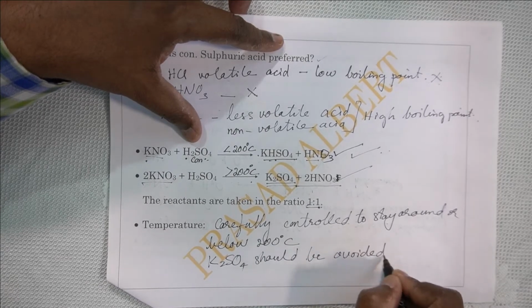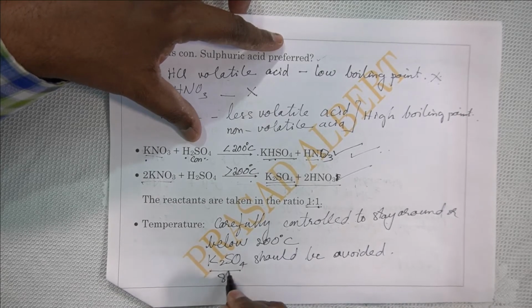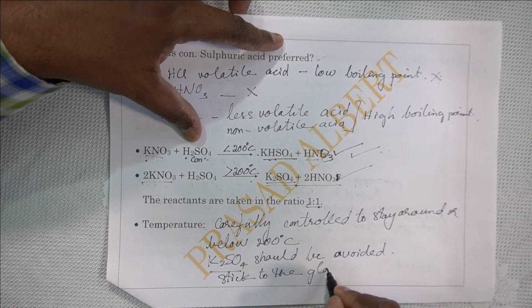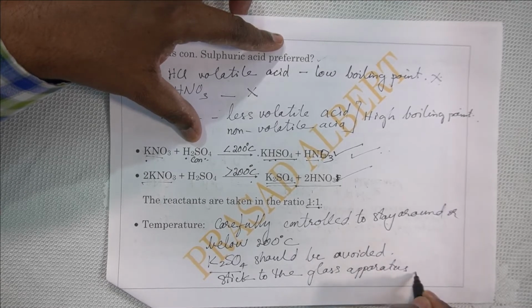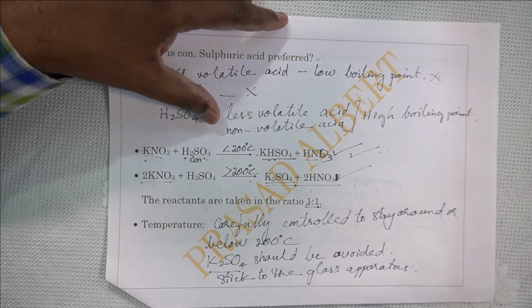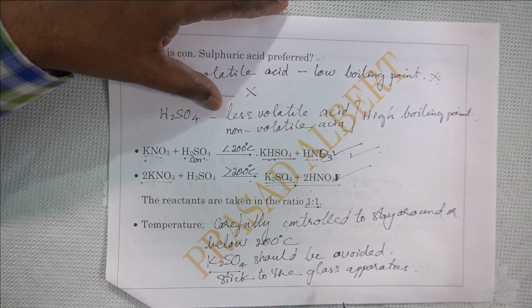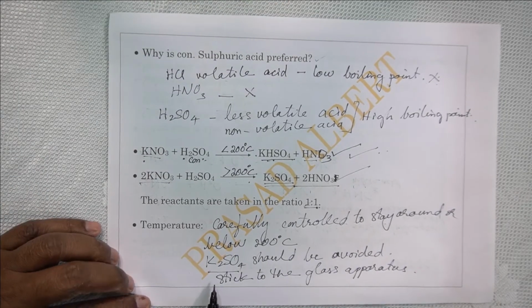Why should we avoid this? Because if K2SO4 is formed, it will stick to the glass apparatus. Why will it stick to the glass apparatus? Because it is a poor conductor of heat. It will stick to the glass apparatus, so heat is not transferred inside. So heat accumulates at the bottom of the flask. The flask can break. So the glass apparatus can break. That is the reason why we do not allow the temperature to go above 200 degrees Celsius.